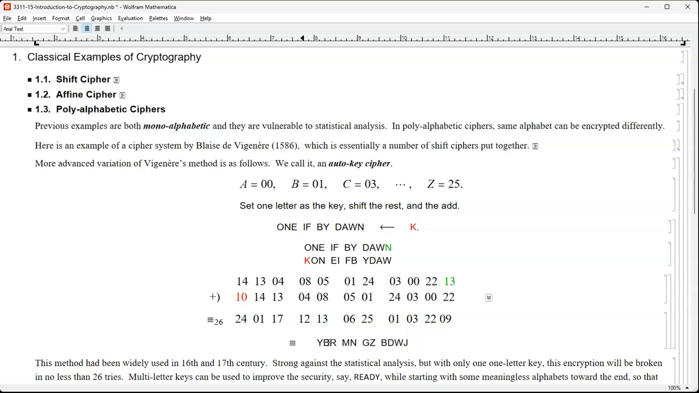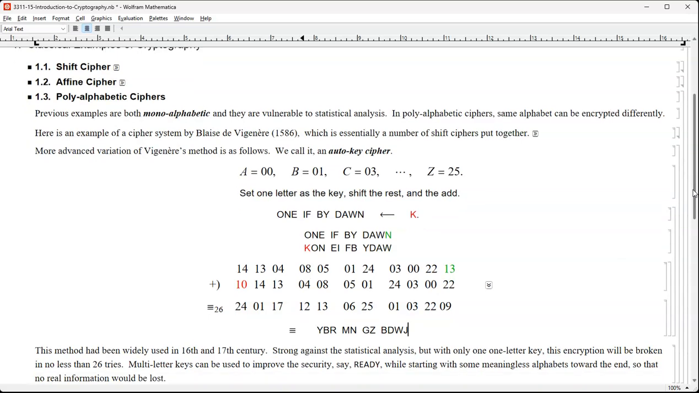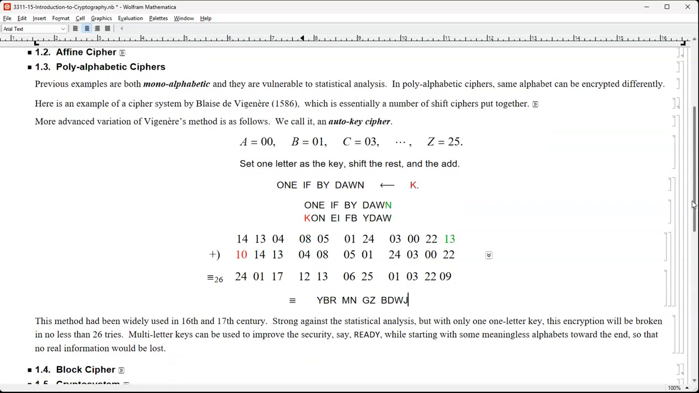And then from here, if you know the key, then you can backtrace and retrieve the original message. But if you don't know the key, it's really hard to apply the statistical analysis here. There's no repetition coming. It's strong against statistical analysis, and this method has been widely used in 16th and 17th century. I learned it from our textbook, as a matter of fact. Before the textbook, I didn't know about it.